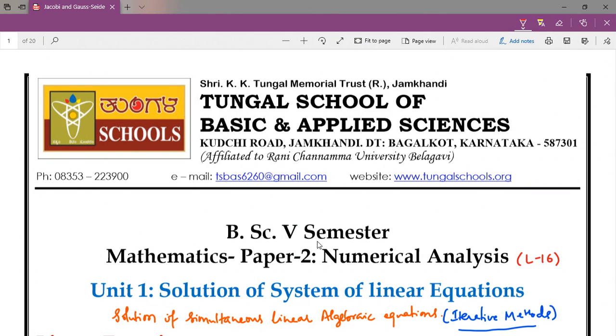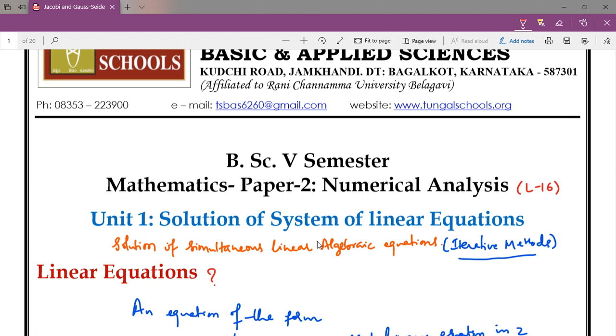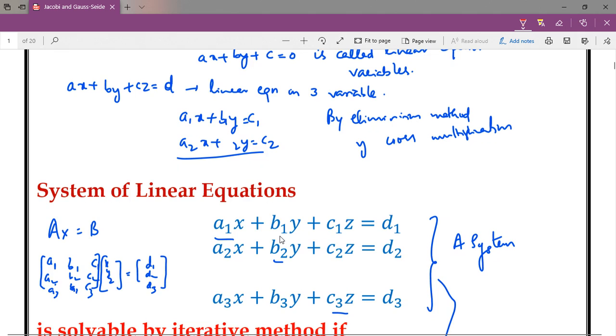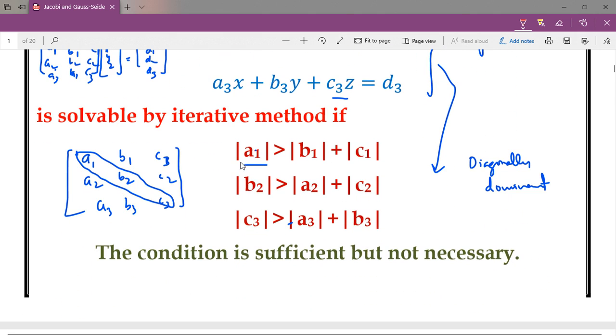Hello everyone. Welcome to lecture 16 on numerical analysis, paper 2 of BSc 5th semester. In the last few lectures we have seen the solution of a system of linear equations, the solution of simultaneous linear algebraic equations. There we concentrated only on iterative methods.